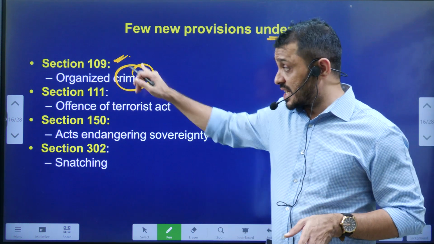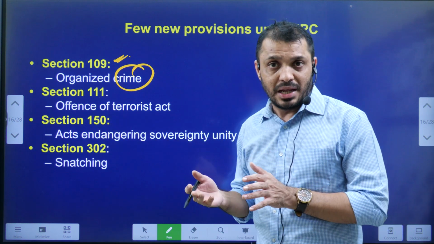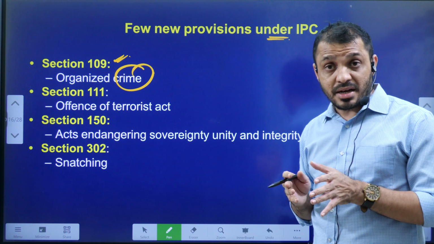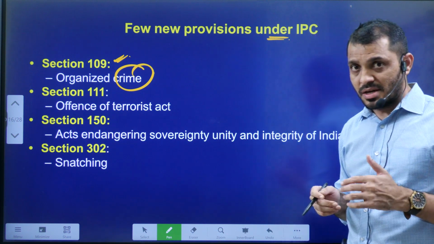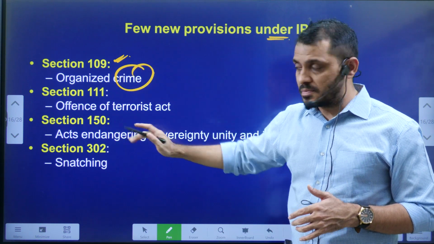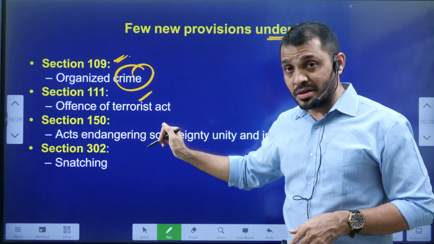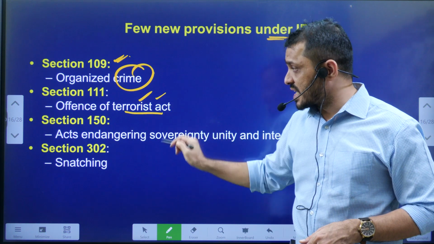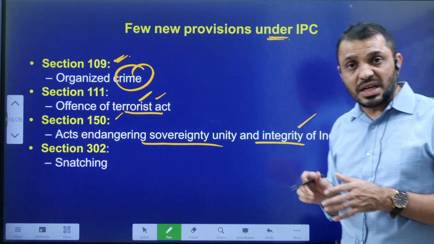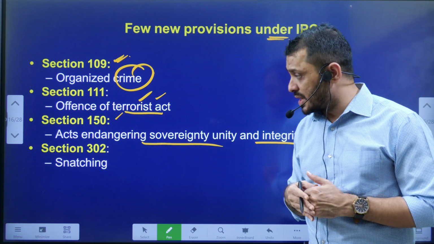We don't need to remember the sections now because it's only a bill. There may be some changes, and once it becomes an act, then only you have to remember the sections. But now we'll see what kind of punishments they are going to include. Section 111 includes the offense of terrorist acts. Section 150 relates to offenses affecting the sovereignty and unity of the country.